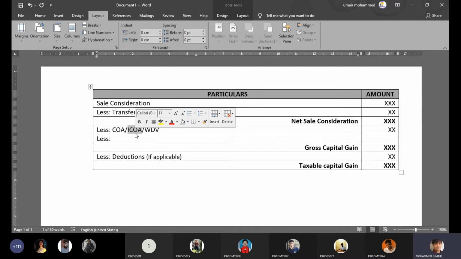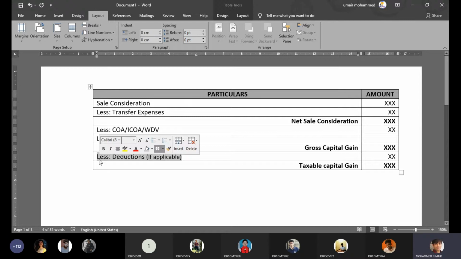In case it is a depreciating asset, instead of taking cost, we take written down value. And in case the assessee has done any improvement, any modification, any additions to the capital asset, the assessee can either claim cost of improvement or index cost of improvement, depending on whether the asset is long term or short term. So the end result of this is called gross capital gain, from which the assessee is eligible for deductions provided certain criteria are met. So this is what we would be discussing in today's class.